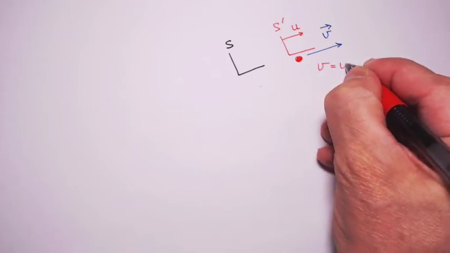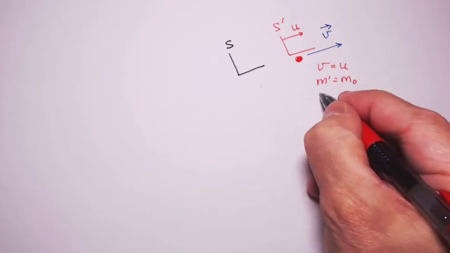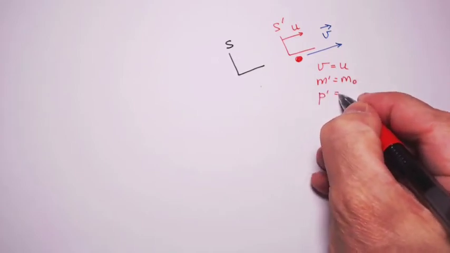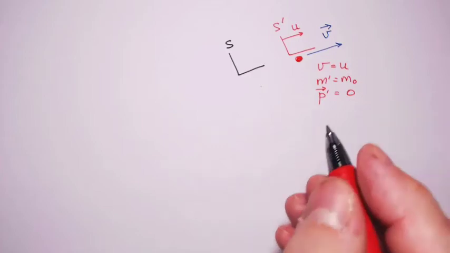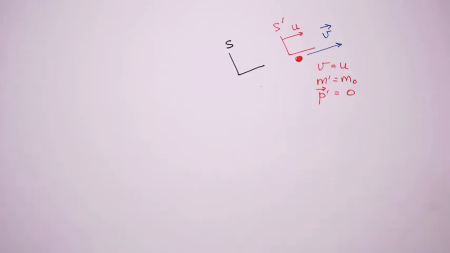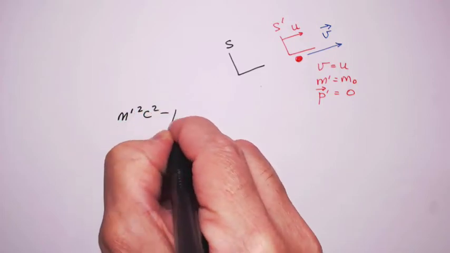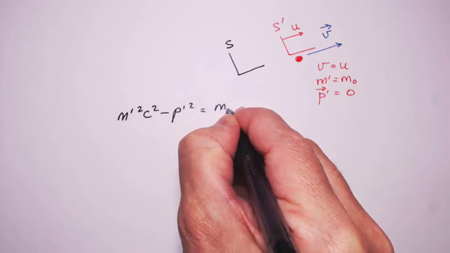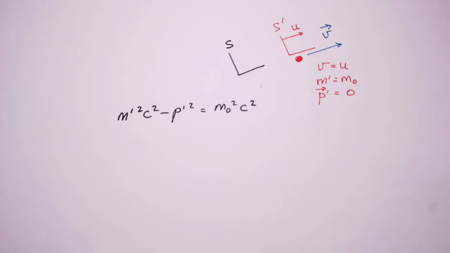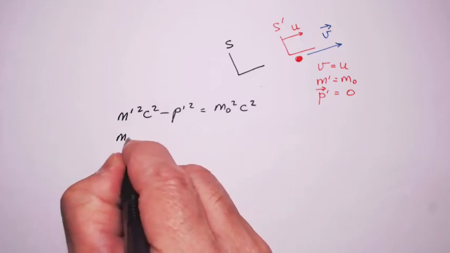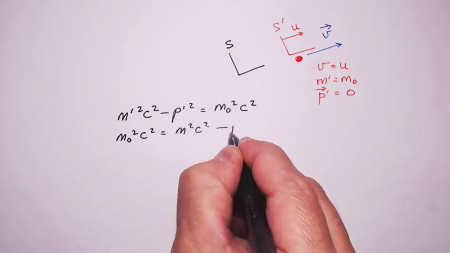In this setup, in S, the particle and frame S' have the same speed, so v = u, and in S', the particle has rest mass m0 and speed v' = 0, so p' = 0. Then the invariant interval in S' is m'^2 c^2 - p'^2, which is equal to m0^2 c^2. Since this is invariant, it is equal to the interval calculated for frame S, so m0^2 c^2 = m^2 c^2 - p^2.